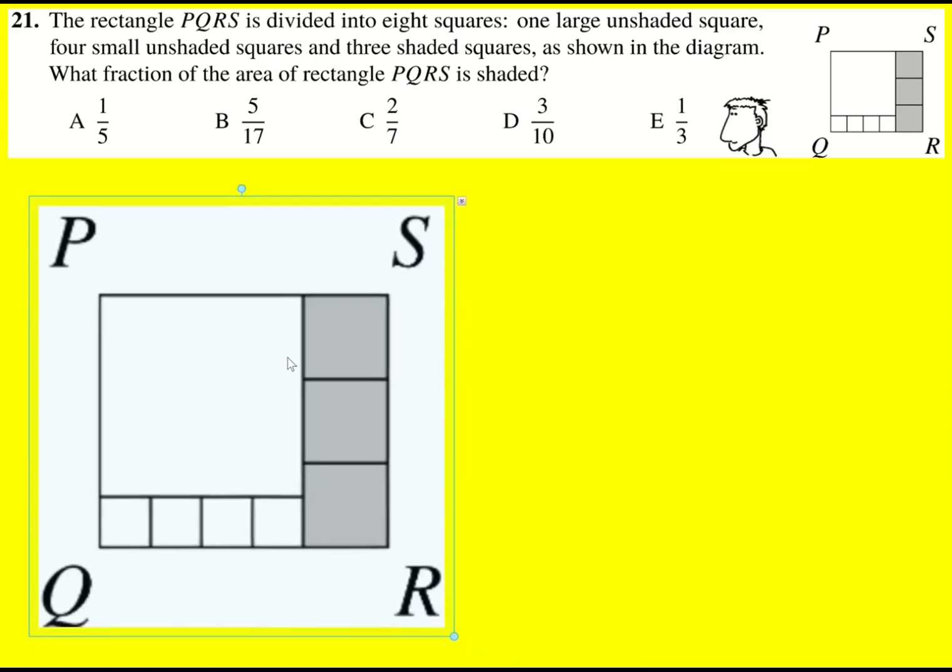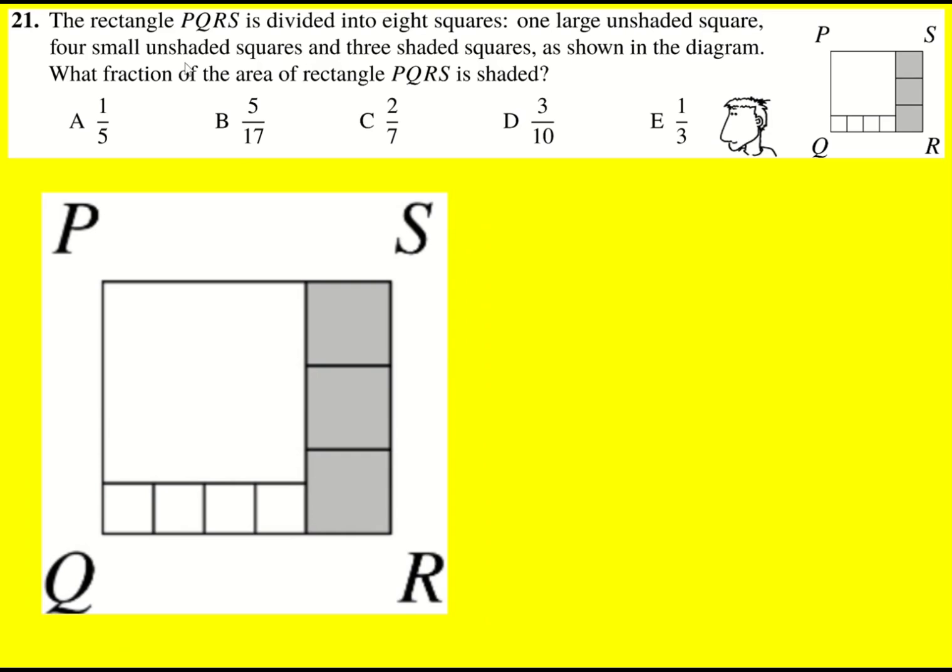We've got this setup: 8 squares, 1 large unshaded square, 4 small unshaded squares, and then 3 shaded squares. I'm asked what fraction of the area is shaded. So we're not given any lengths, but of course they're linked together, so maybe we can figure out the length in terms of one another. I'm going to talk about two different ways to do it.